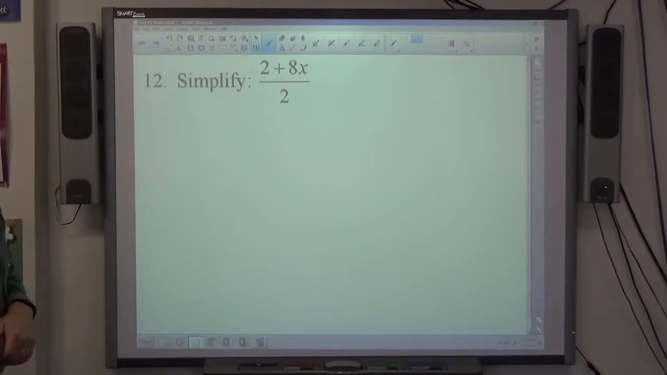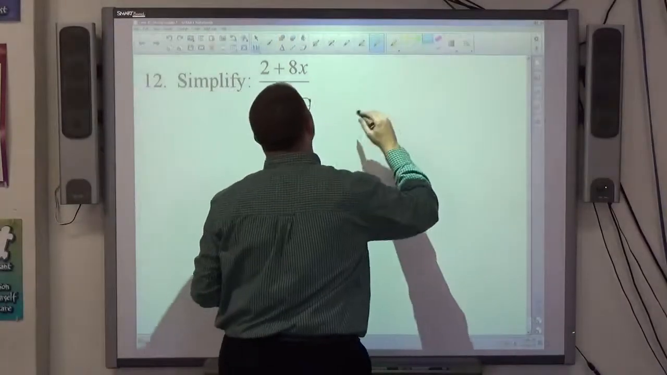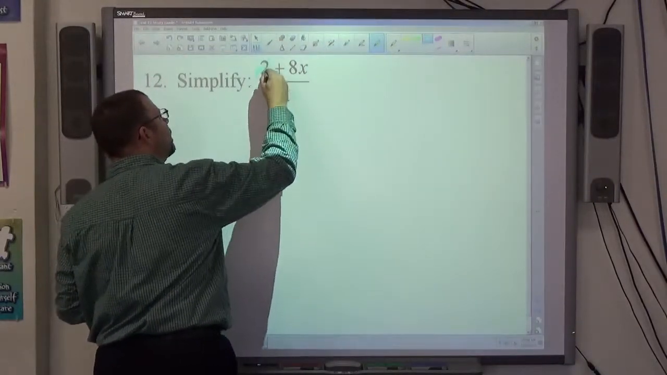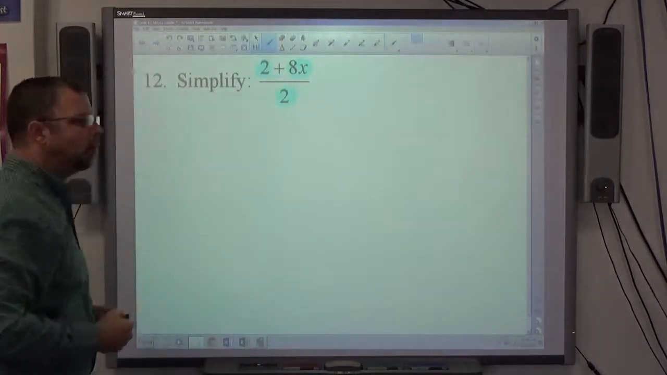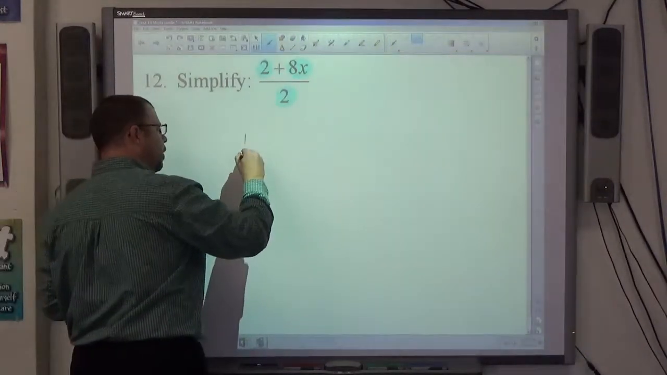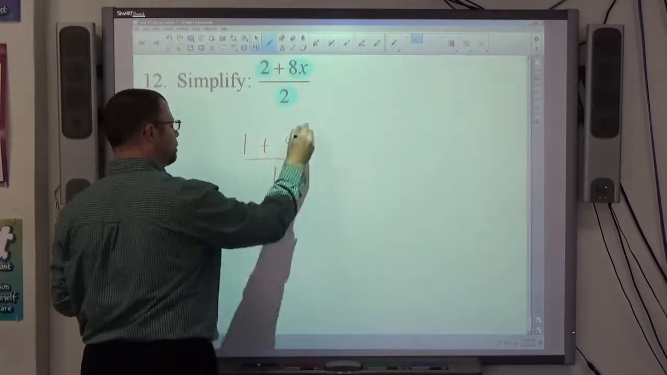Number 12, simplify. We've seen these now for about 6 or 7 tests, it seems like. We have 3 terms. They're all even. Divide everything by 2. So 2 divided by 2 is 1. 8x divided by 2 is 4x. 2 divided by 2 is 1.